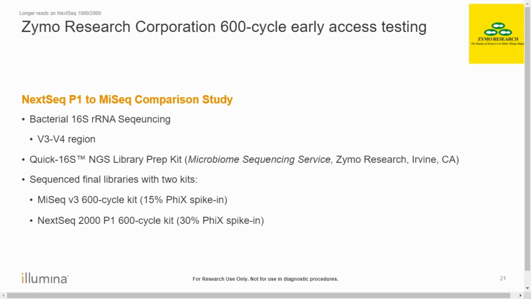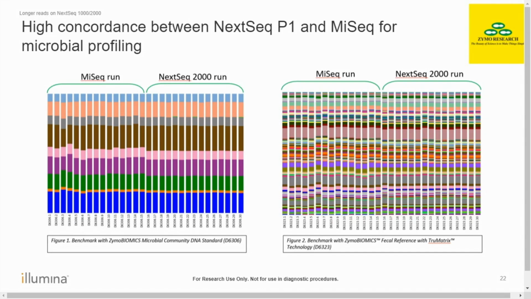Zymo's main goal was to compare what they could do with the new flow cell with the same budget, and the P1 flow cell and MiSeq V3 have comparable run costs. And even while accounting for the higher PhiX spike-in, P1 provides about 3.3 times the output of the MiSeq. First, Zymo shared that across these runs there was very high concordance between data uncovered on the MiSeq and the NextSeq 2000, which fits very well with the data I just showed previously that was internally generated.